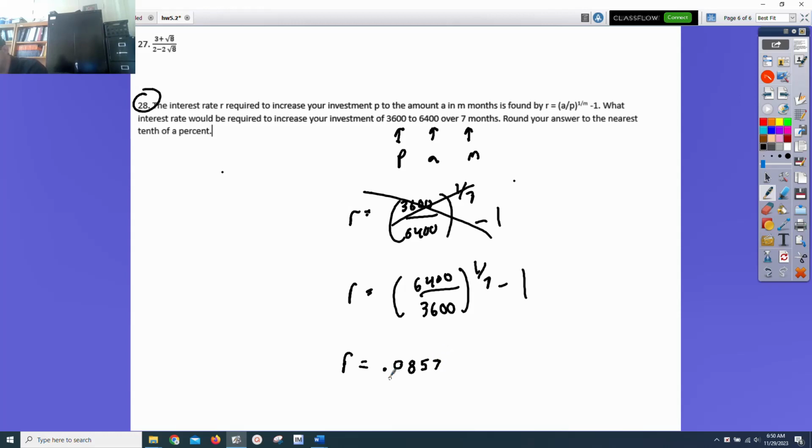To convert to a percent, you take your decimal and you move it twice. Now they want nearest tenth of a percent. So 8.